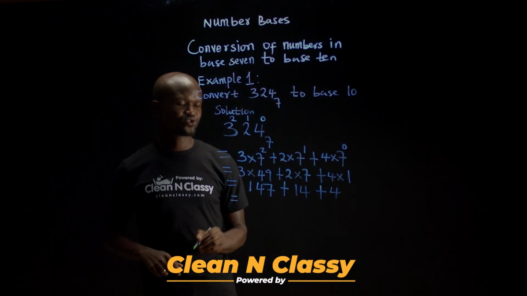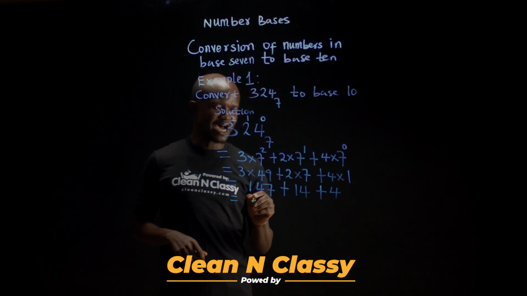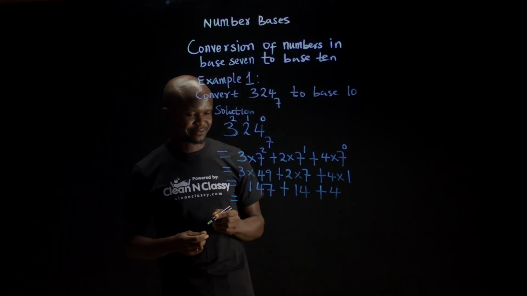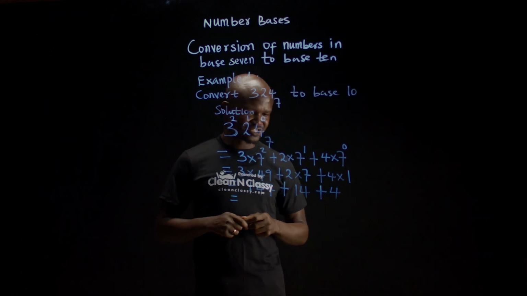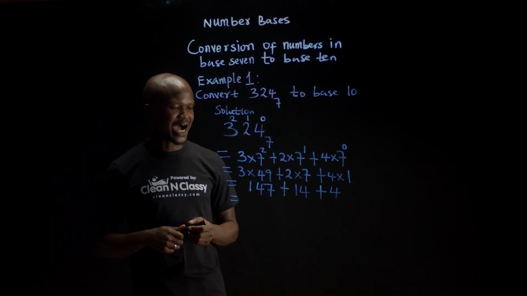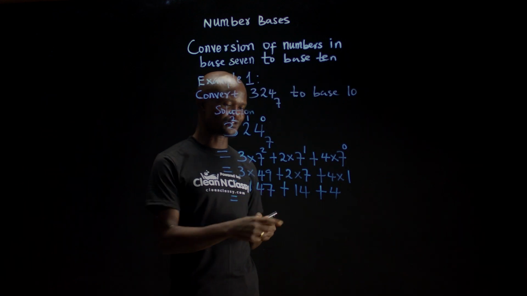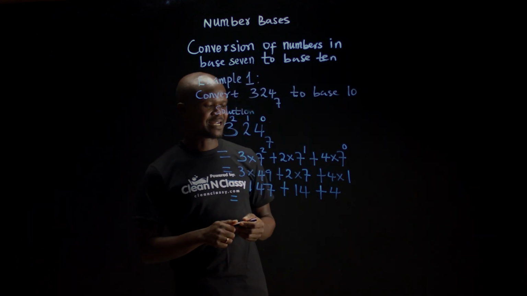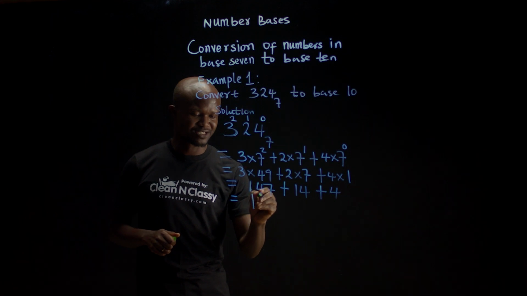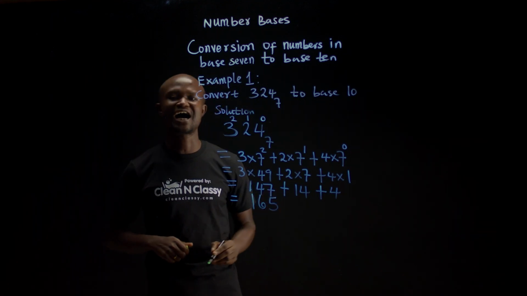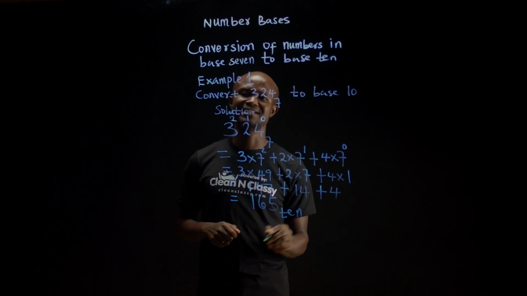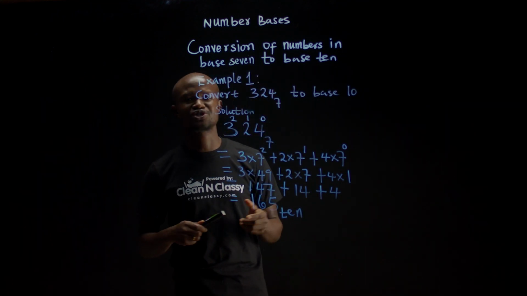Now we add together. Now, 147 plus 14, that will give us 161. Then 161 plus 4. That will give us what? 165. And what base? We are converting to base 10. That is the solution to the problem.